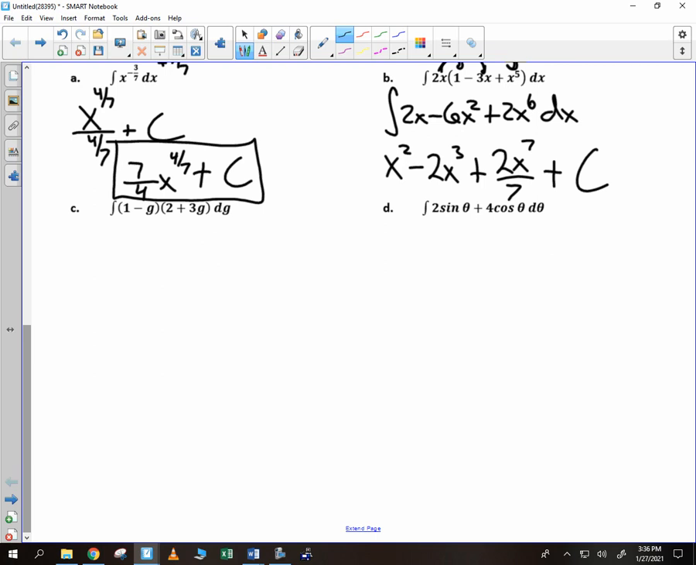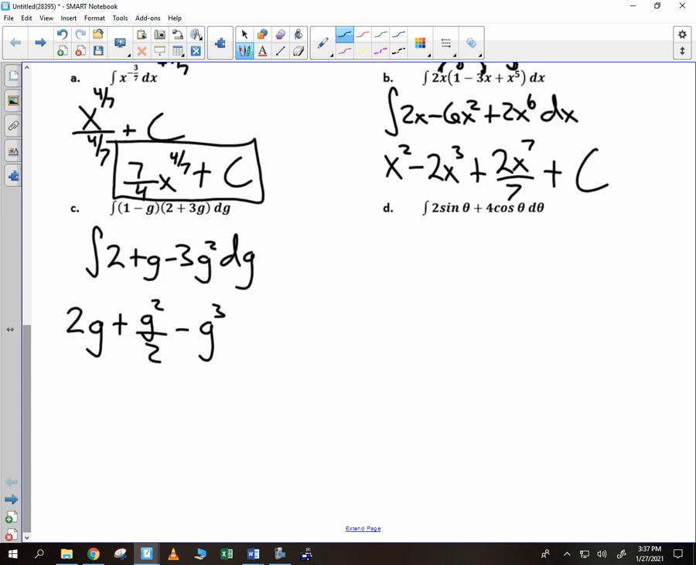In order to find antiderivatives from time to time, part of what you need to do is distribute. So we have the integral of 2 plus g minus 3g squared dg. The antiderivative of 2 is 2g. Antiderivative of g is g squared over 2, minus g cubed, plus a constant.